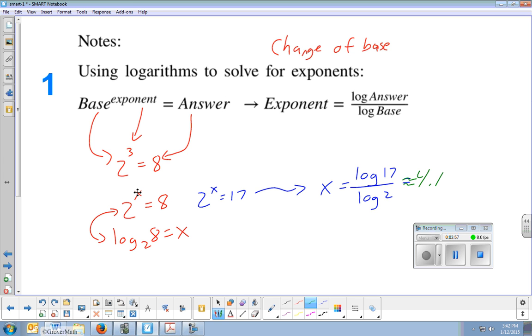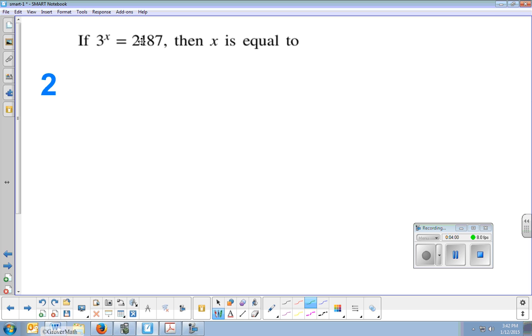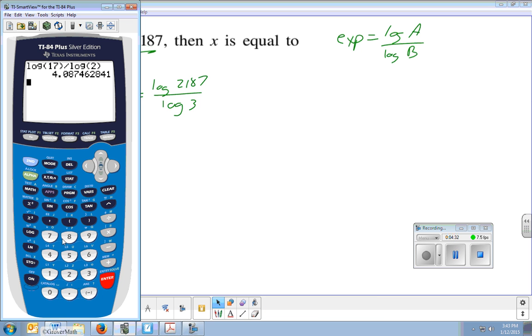All right, so that's what we're going to do here. Let's look at problem number 2. 3 to the x equals 2187. Is this a power of 3? I have no idea. If it is, I don't know what it is. So I can solve for it by simply doing x equals, again, exponent equals log answer over log base. And the answer here is 2187. So log 2187 divided by log of the base, which is 3.